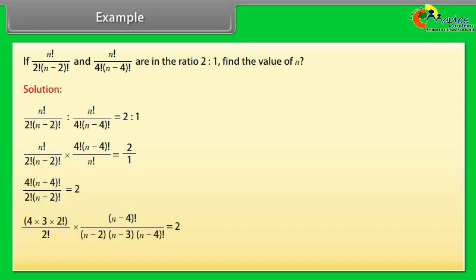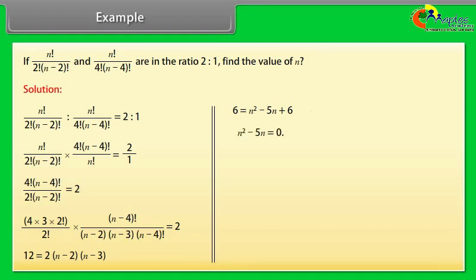4 into 3 into 2 factorial by 2 factorial, multiplied by (n minus 4) factorial by (n minus 2) into (n minus 3) into (n minus 4) factorial, is equal to 2. 12 is equal to 2 into (n minus 2) into (n minus 3).